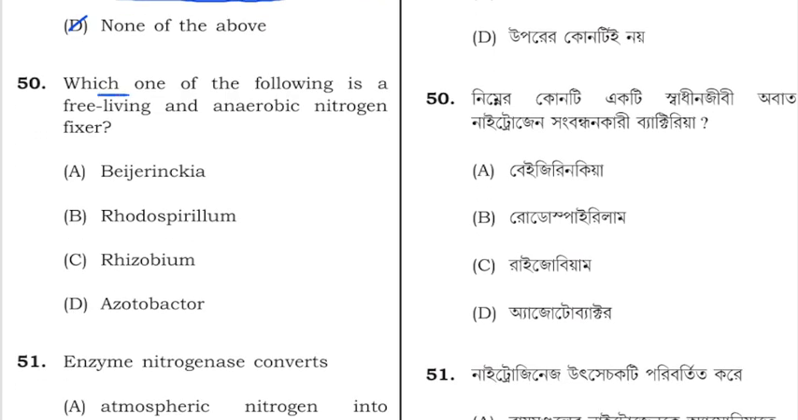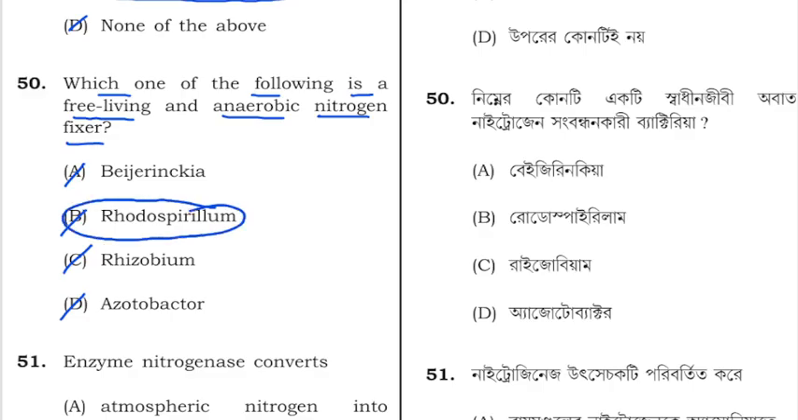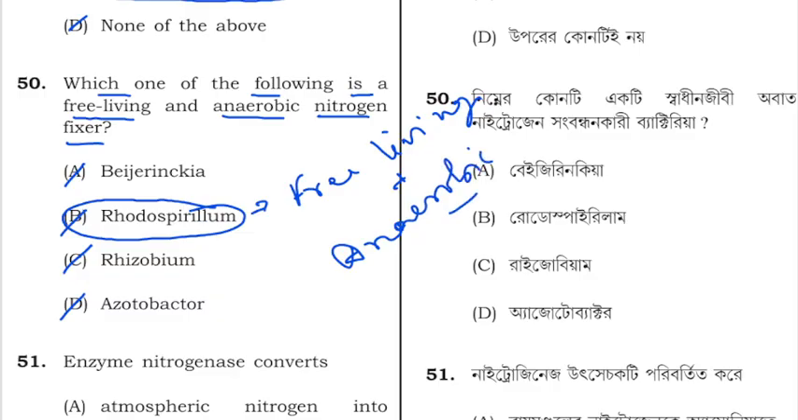Next question is, which of the following is a free living anaerobic nitrogen fixer? Option A is Beijerinckia, Rhodospirillum, Rhizobium, Azotobacter. So the correct answer for this is option B. Rhodospirillum is free living and also anaerobic, meaning they can survive even in the absence of oxygen.